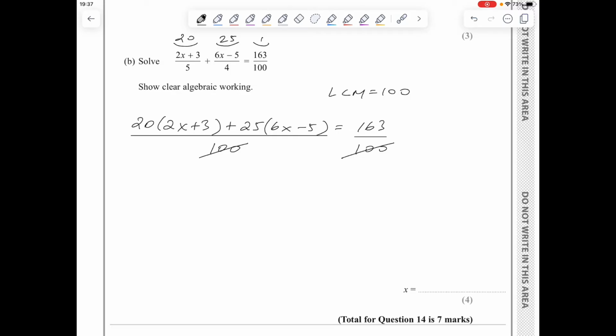So let's expand the brackets. 40x plus 60 plus 150x minus 125 is equal to 163. So if I collect all the x's to the left, I'll get 190x, and on the right 228. So x is 228 over 190, which simplifies to 6 over 5.